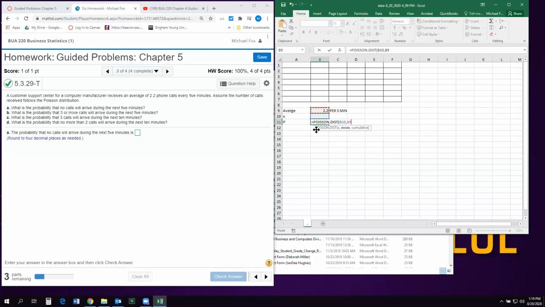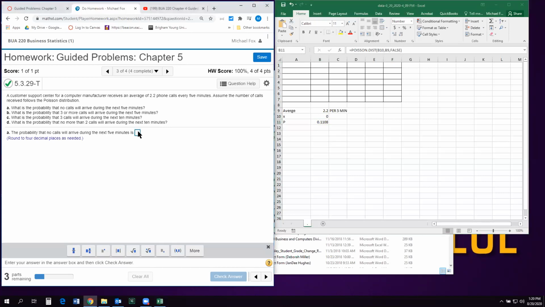So when we're asking what is the probability that no calls will arrive, what we're saying is, what is the probability that we have exactly 0, right? So we're going to say false. If I could type this right. For our x, we'll put 0. So our probability that no calls will come in the next 5 minutes is 0.110803. It wants 4 decimals, so I'll go ahead and let it do the work for me.